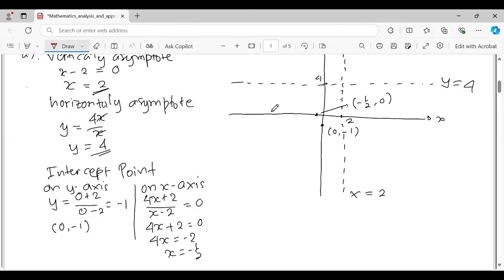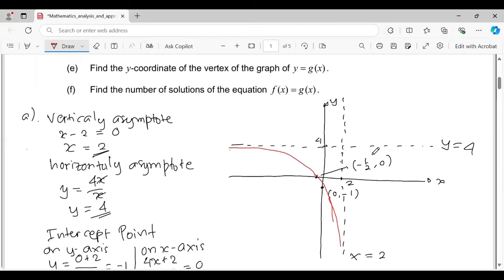And after that, we can create the graph through these coordinate points from the asymptotes. Okay. This graph never touches the asymptote. Okay. That one. And then another one here, because this is a rational function. Okay. That's the graph.